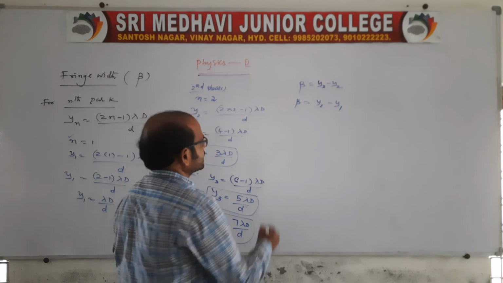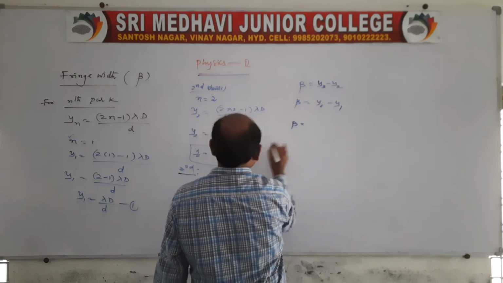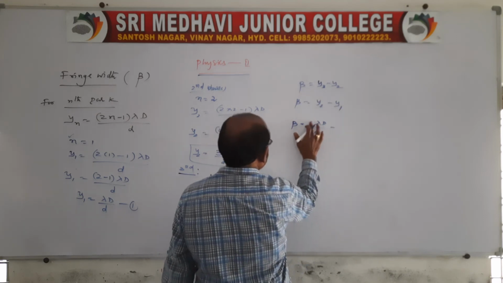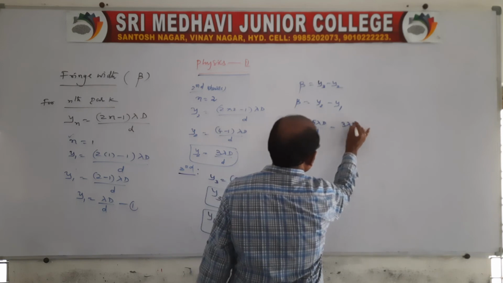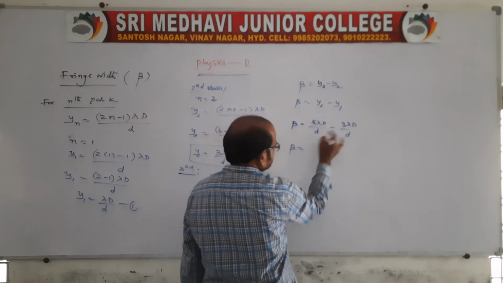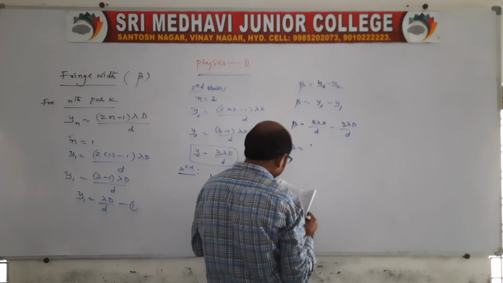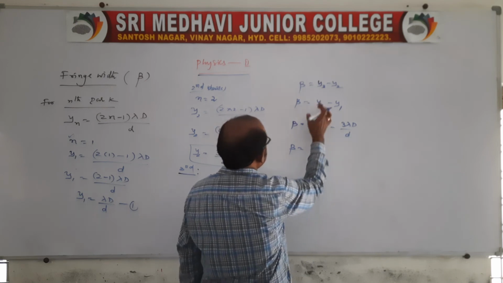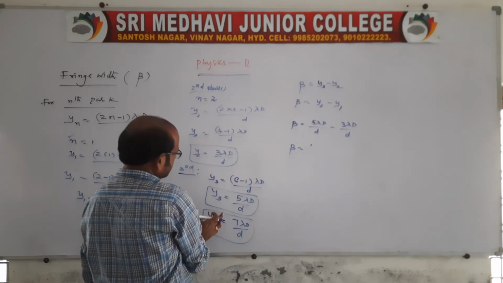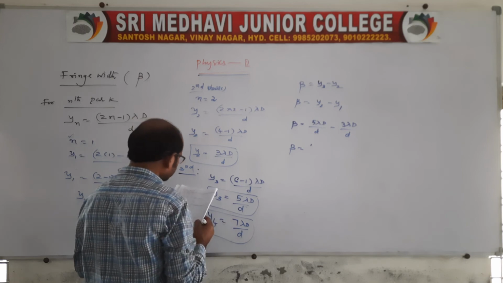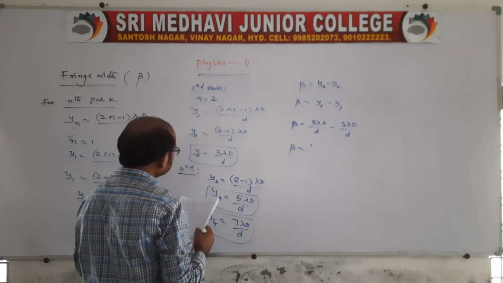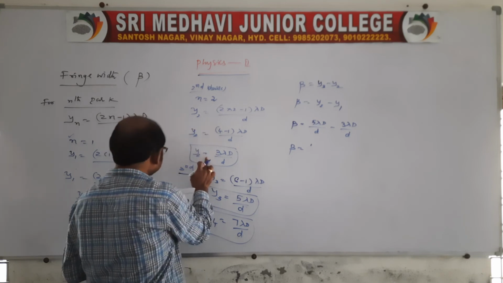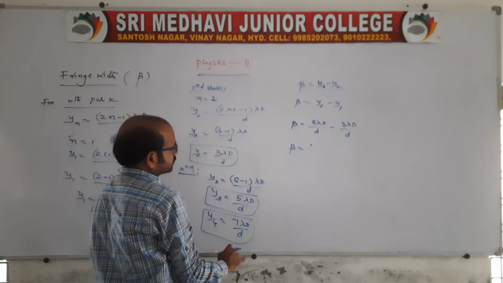Then beta is equal to y3, which is 5 lambda capital D by small d, minus y2, which is 3 lambda capital D by small d. So beta is equal to y3 minus y2. Or it could be y2 and y1. So ultimately we'll get what it is.